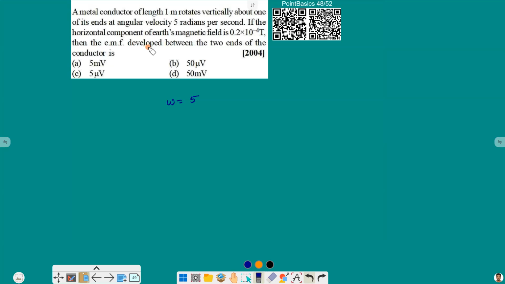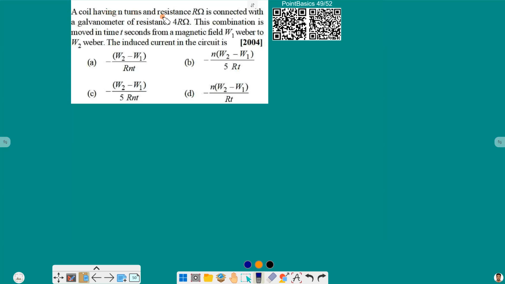So this is a rotating conductor, and we know that in a rotating conductor, induced EMF is BL square omega by 2. So it will be 2 into 10 raised to power minus 5 into length, that is 1 meter, so 1 square, and omega, that is 5, divided by 2. So 5 into 10 raised to power minus 5, or 50 microvolt. Let's move to the next one.